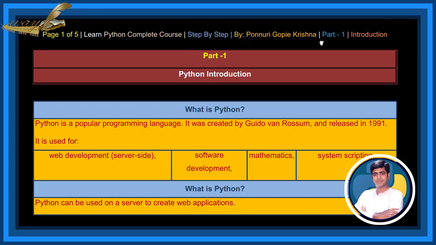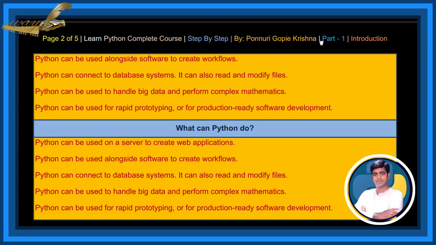Let us know what Python can do. Python can be used on a server to create web applications. Python can be used alongside software to create workflows. Python can connect to database systems. It can also read and modify files. Python can be used to handle big data and perform complex mathematics. Python can be used for rapid prototyping or for production-ready software development.